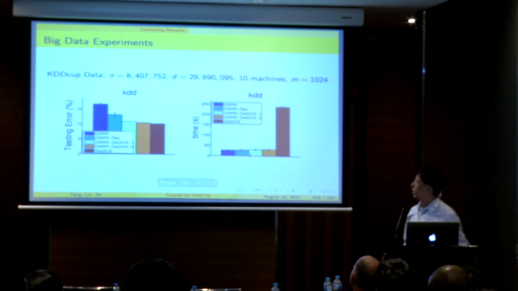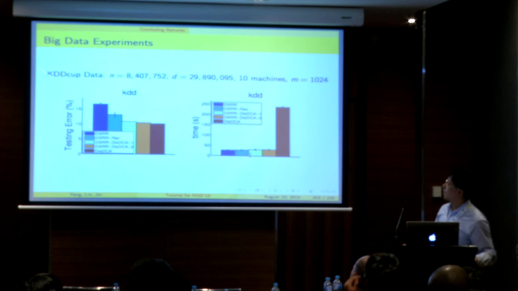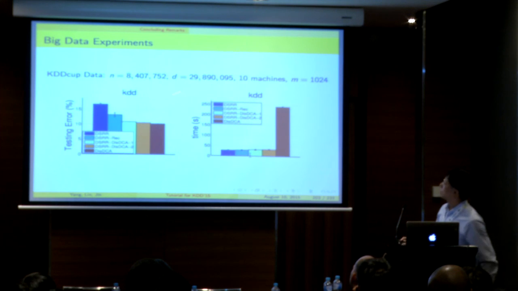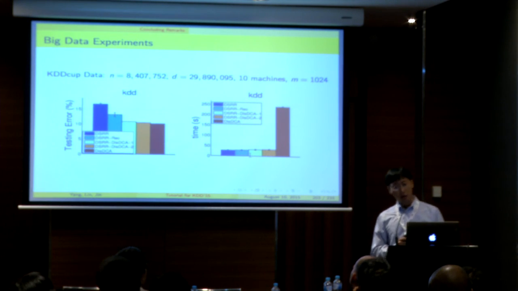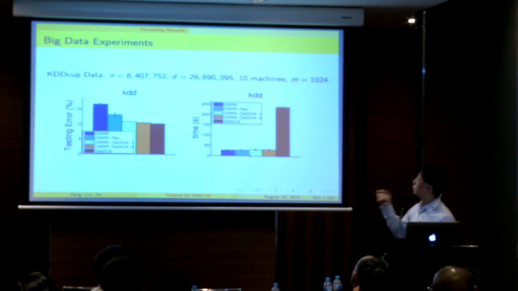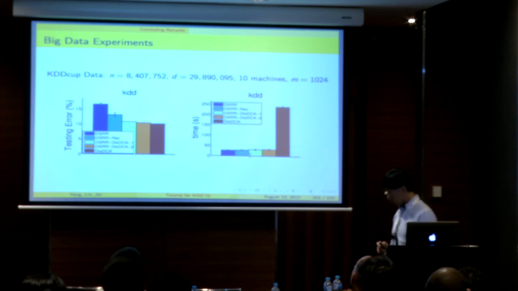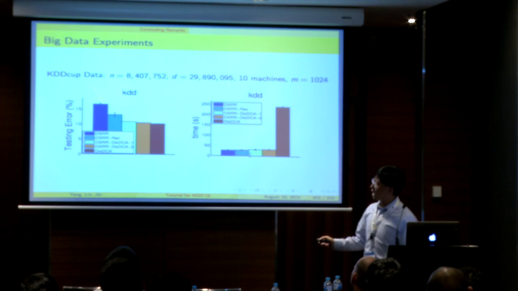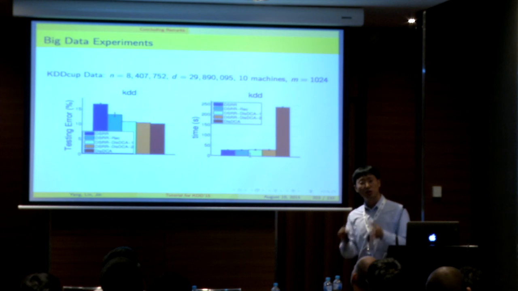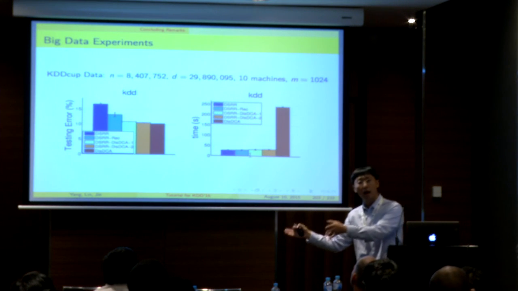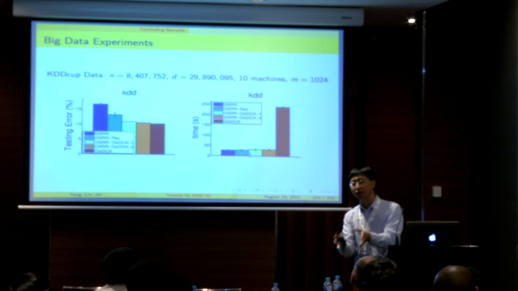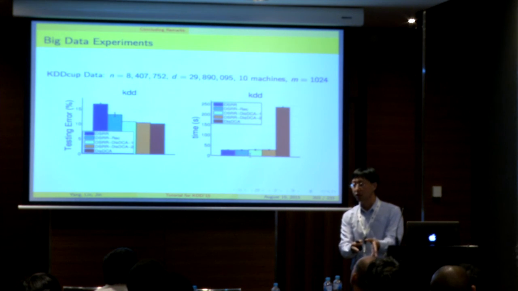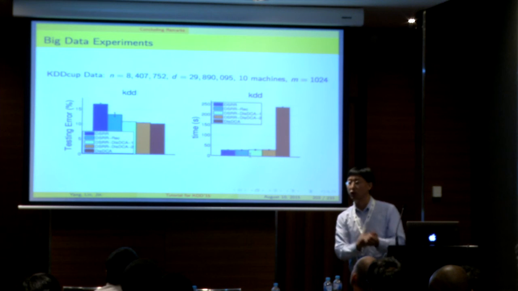So these are the results we obtained. We did experiments on a large dataset, the KDD Cup 2010 data, with this number of examples and this number of dimensions, a very large value. Here we distribute the algorithms over 10 machines, and we reduce the dimension to about 1,000 dimensions. The first bar here is the model we obtained in the low-dimensional space. We reduce the data, solve the primal problem in the reduced feature space, and evaluate that model in the reduced low-dimensional space.